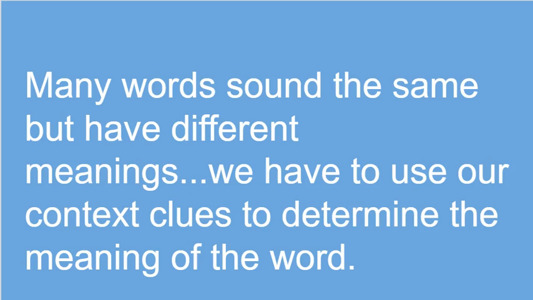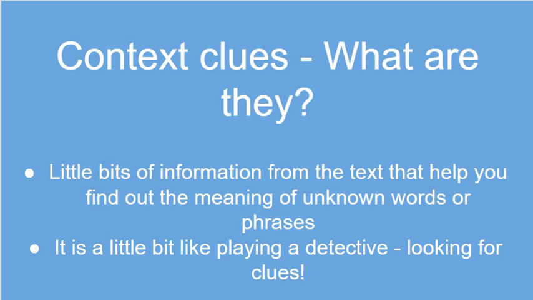Many words have the same sound, but they have different meanings. So we have to use our context clues to determine the meaning of that word. So what is a context clue? A context clue is when we take little bits of information from the text to find out the meaning of unknown words or phrases. It's a little bit like playing detective and looking for clues.